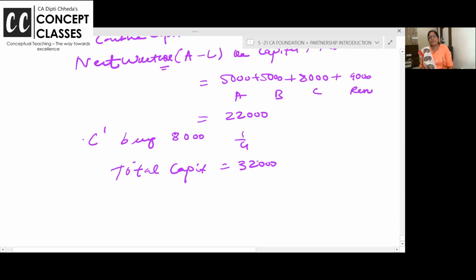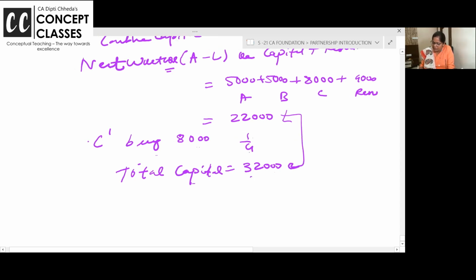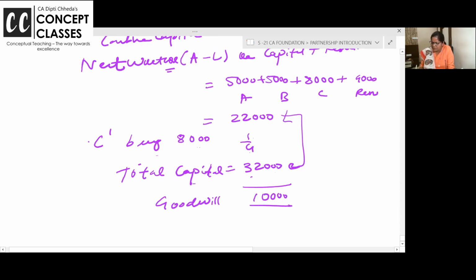Are you all getting or not? Total capital, if C brings 8,000 as his capital for 1/4 share, total capital should have been 32,000. But your current capital is coming 22,000. The difference is hidden goodwill.